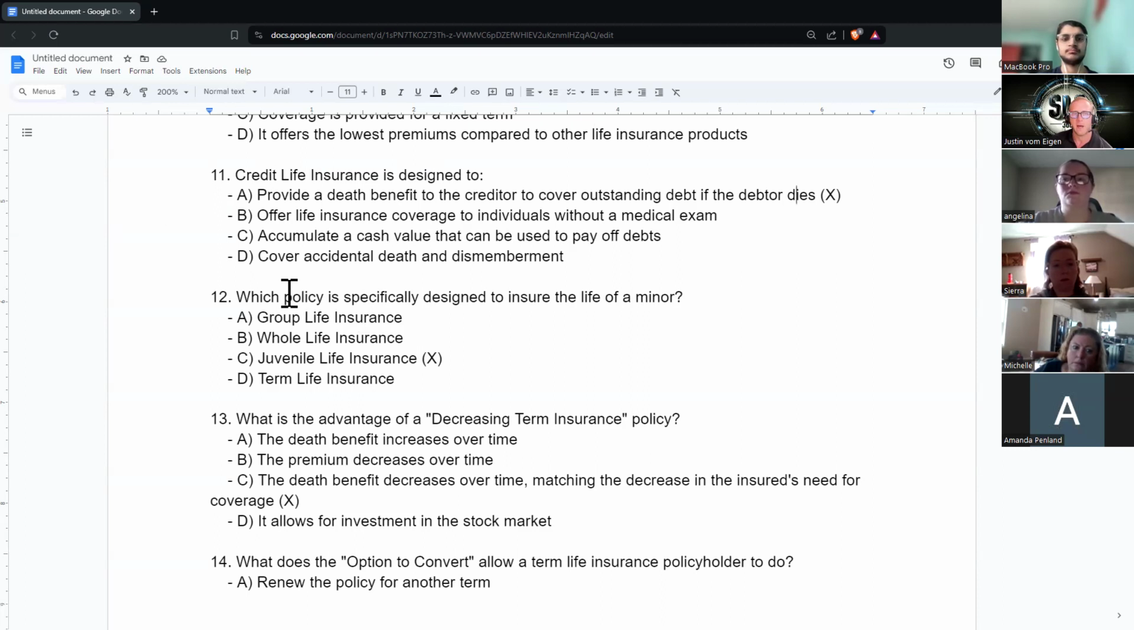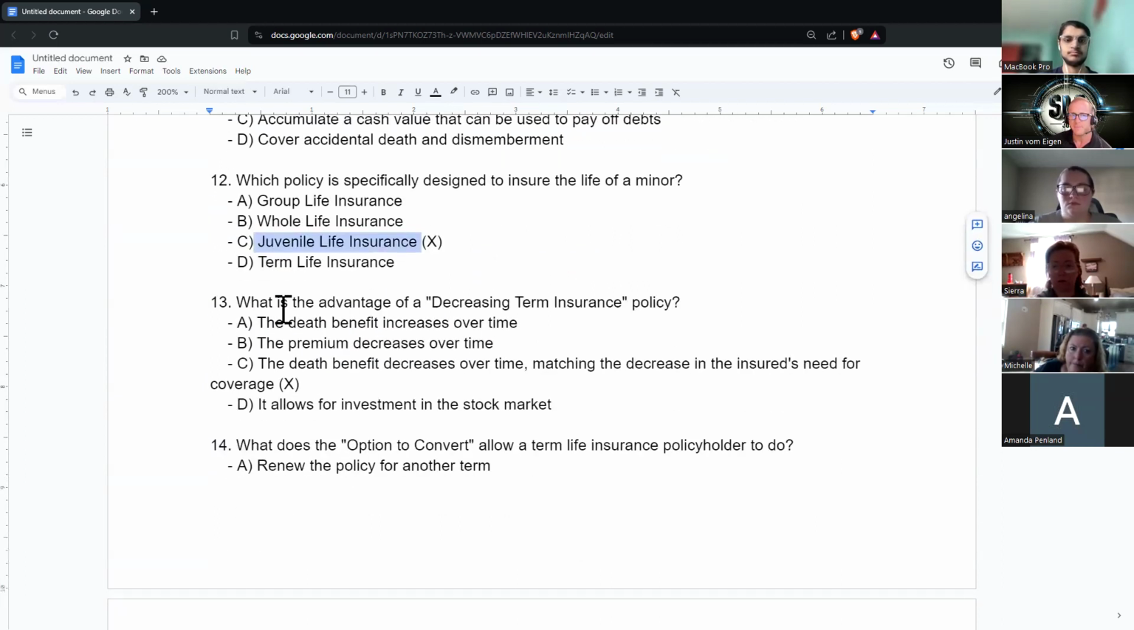All right. Which policy is designed to ensure the life of a minor? Obviously, juvenile life insurance. I mean, out of all those, it makes the most sense.